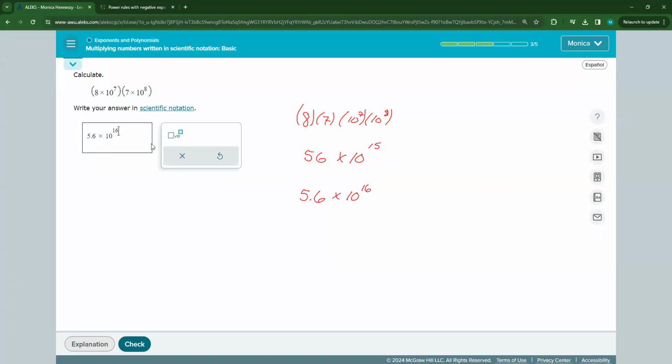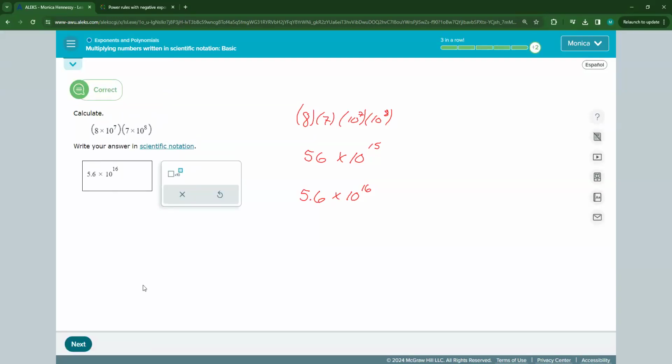In standard ALEKS fashion, they gave us the harder one for the last problem. So just be careful that you end up with your answer still in scientific notation. If your number gets smaller, that means your exponent has to be bigger. So I'm thinking of what my real number was when I'm thinking about that. So they take a little bit to get used to.